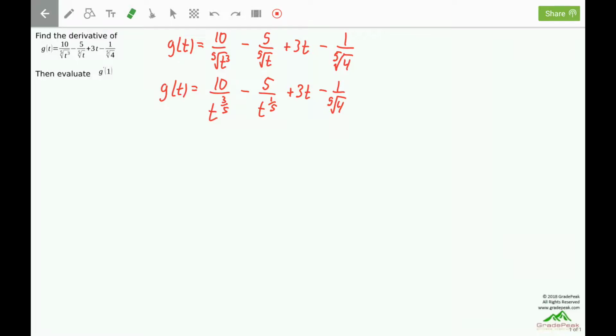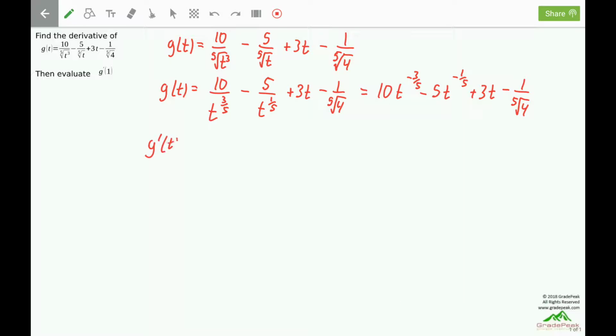Now we can rewrite the first two terms by bringing the t to the numerator so we can make use of the power rule. It will move to the numerator by being a negative exponent, so 10t to the negative 3/5 and minus 5t to the negative 1/5 plus 3t minus 1 over the fifth root of 4. It's now ready to take the derivative.